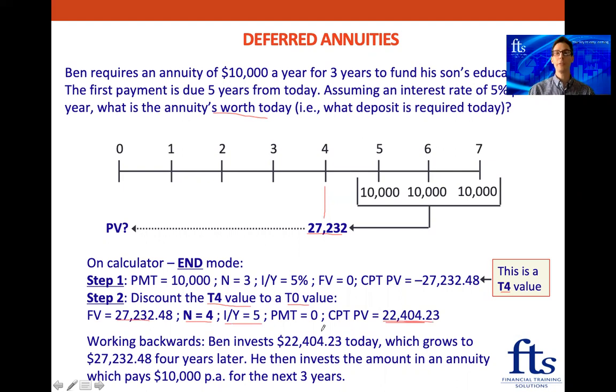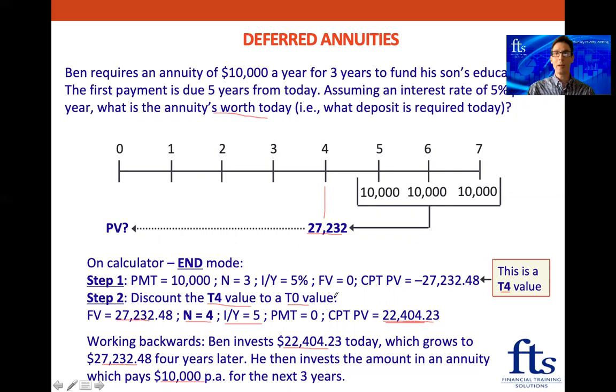So if we work backwards then, what does Ben need to do? He needs to invest 22,404 today over there. And that's going to grow to 27,232 4 years later. And then he's going to invest this in an annuity. And that's going to give him the $10,000 per annum for the next 3 years that he needs.